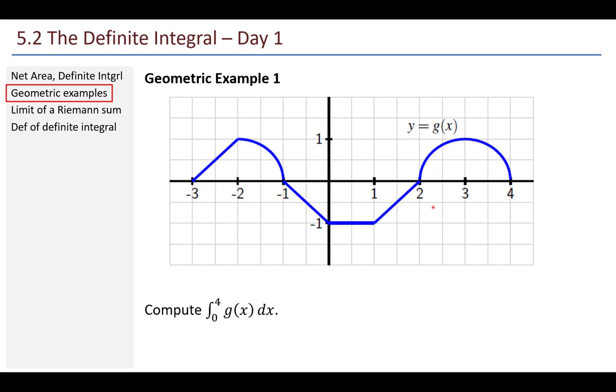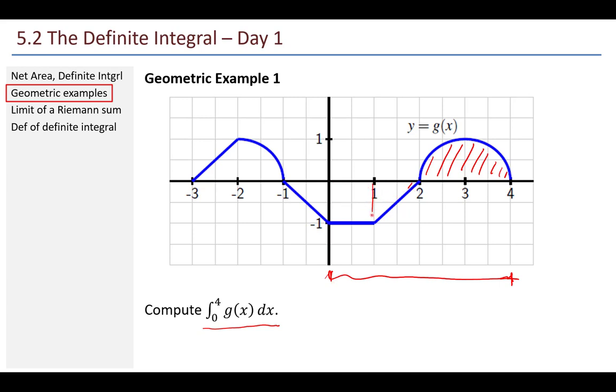Here's a geometric example. How would I compute the definite integral from 0 to 4 of g of x dx, where g of x is the function graphed here? I think about it in terms of positive areas and negative areas. I have a certain amount of area below the x-axis and a certain amount above. And I only want to go from 0 to 4, so I'm only interested in the part that's to the right of the y-axis.